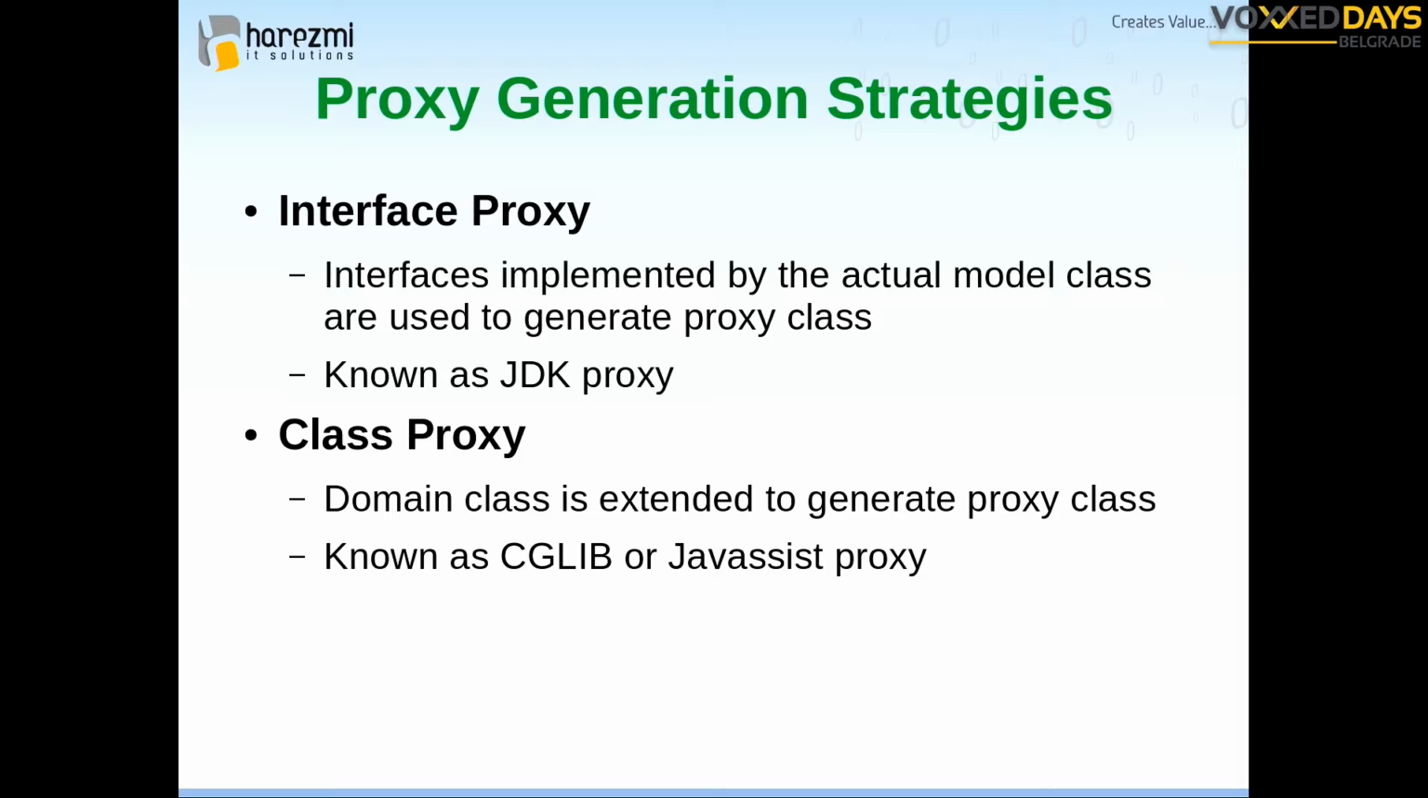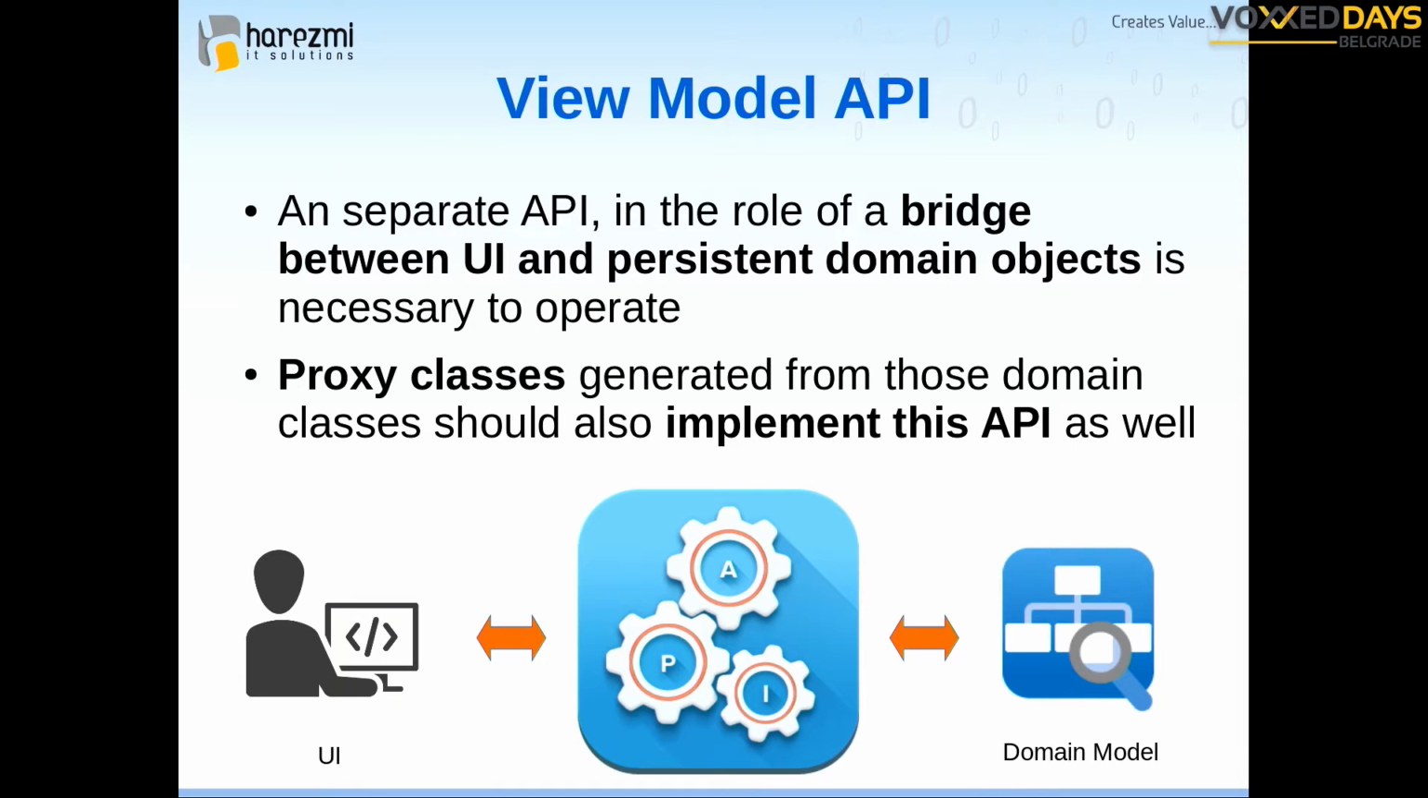In the other method, we need to extend from a class. This is called class proxy, and we need a third-party library like CGLib or Javassist. And indeed, in our solution, domain classes without implementing any interface are just extended, and proxy classes are created with this approach.